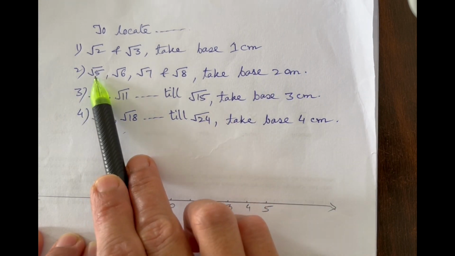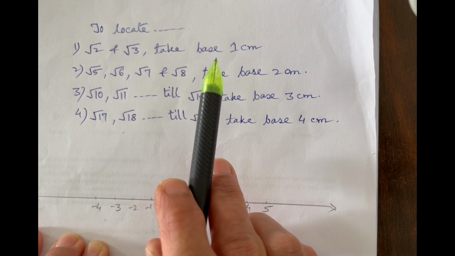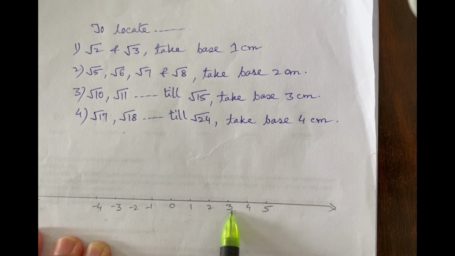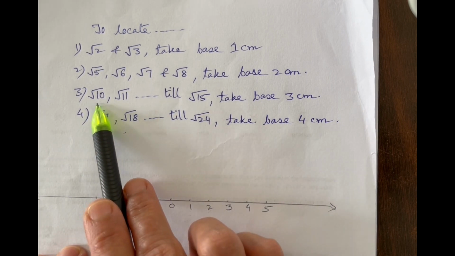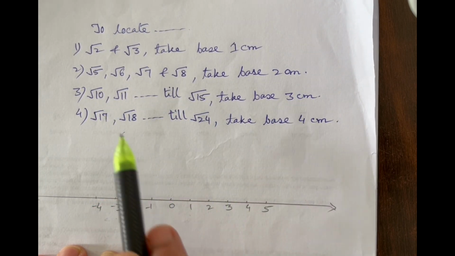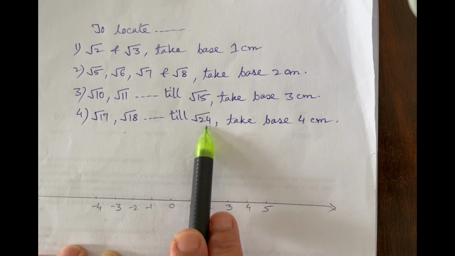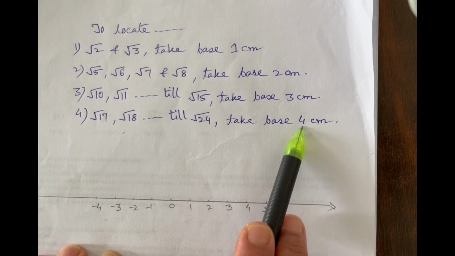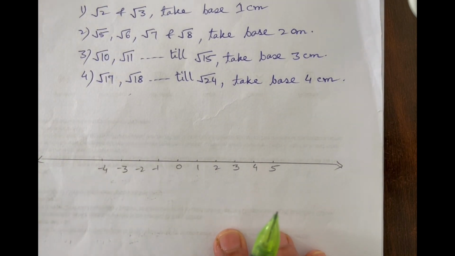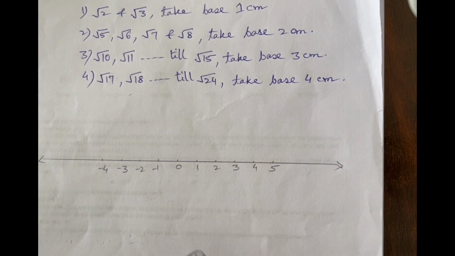So root 5 is more than under root 4 but less than under root 9, that means 3. So the number will fall between 2 and 3. Root 5, root 6, root 7, root 8 all will be between 2 and 3. Similarly, if you need to locate root 10 to root 15, any of the numbers, your base will be 3. Similarly, under root 17 till under root 24, your base will be 4 centimeter. Now I'll just show you how to locate root 7, and then similarly you can do the other numbers.